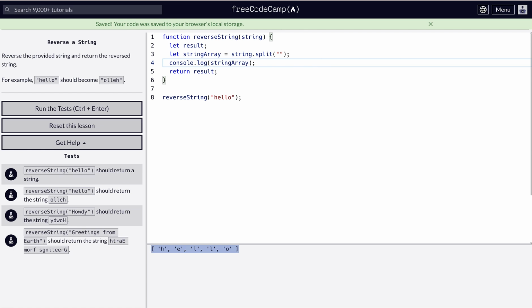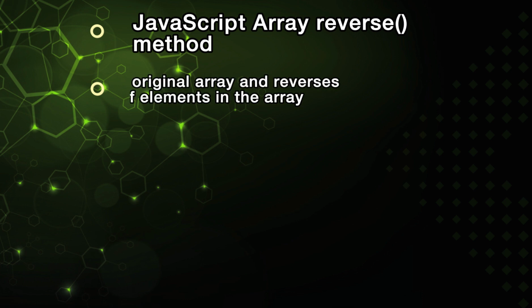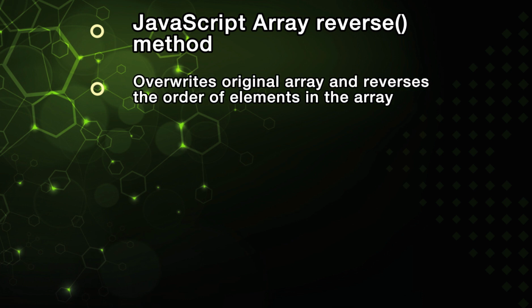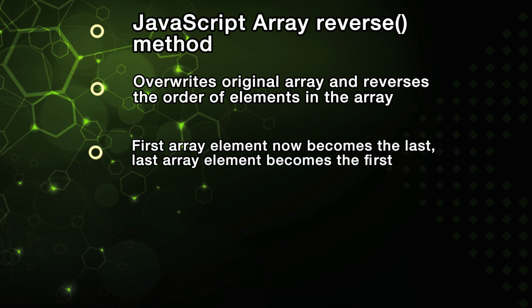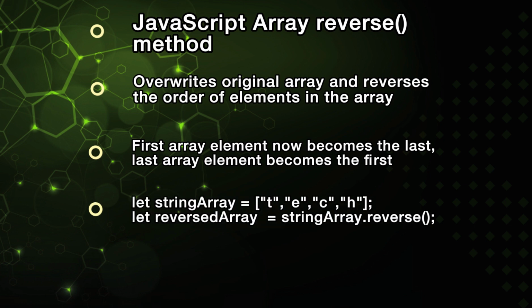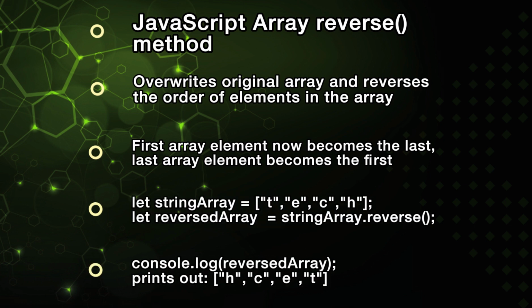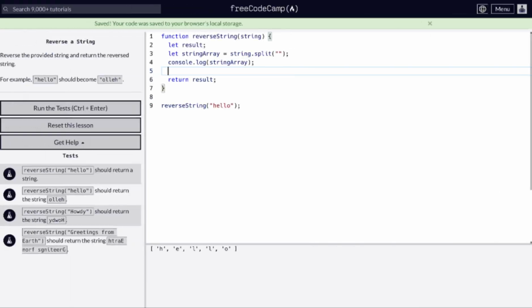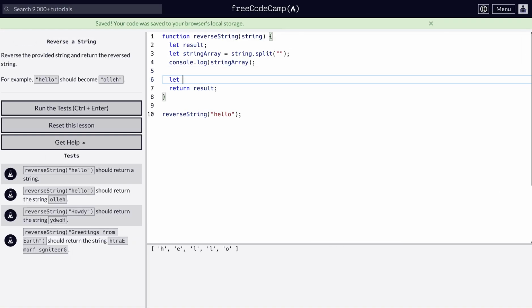Next, we will use the array reverse method to reverse our array. The reverse method overrides the original array and reverses the order of the elements in the array. The first array element now becomes the last, and the last element becomes the first. Let's create a variable and define its name as reversed array. Next, we'll run the reverse method on our string array.